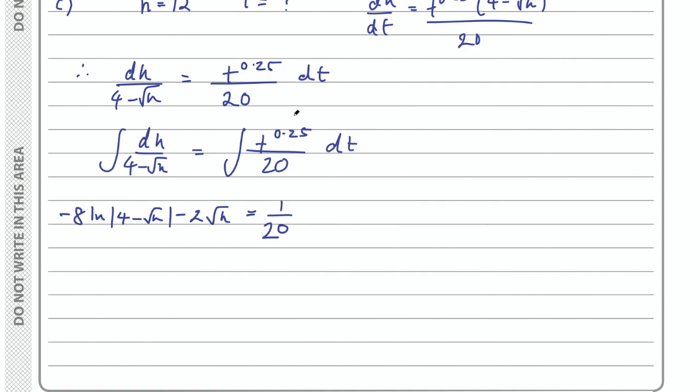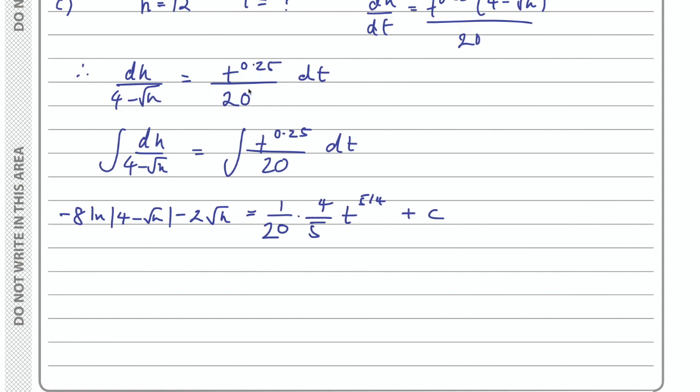So 1 plus a quarter is 5 on 4. Dividing by that, we'd have 4 on 5, and t to the power of 5 on 4, or 1 and a quarter. And that constant, as I said, I'm adding on the right hand side.